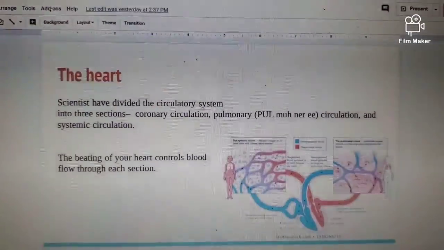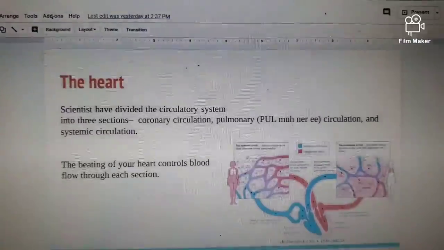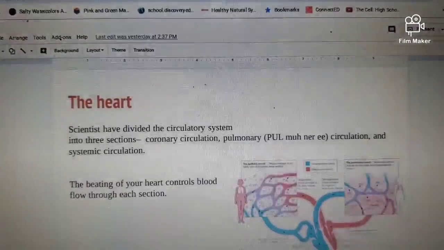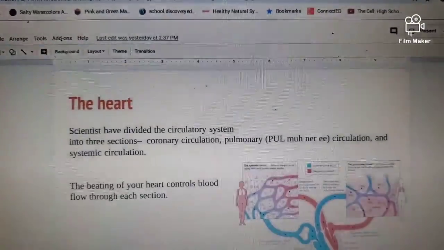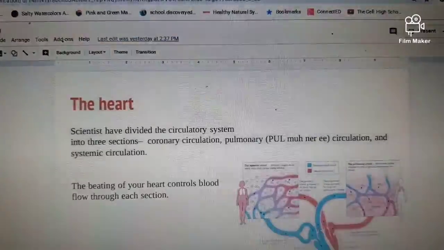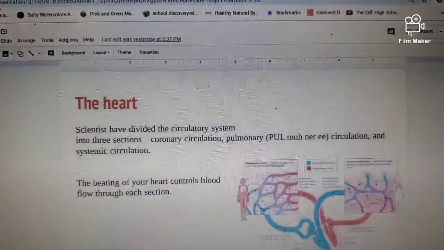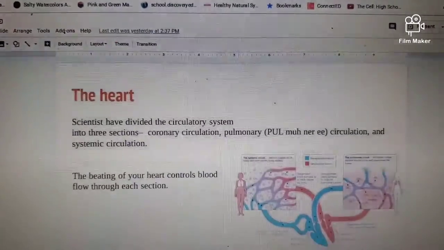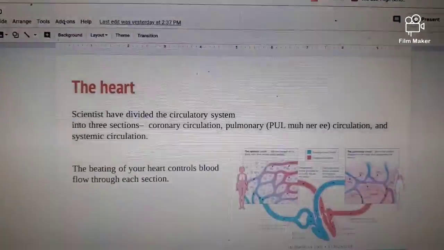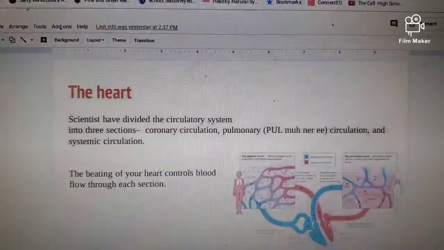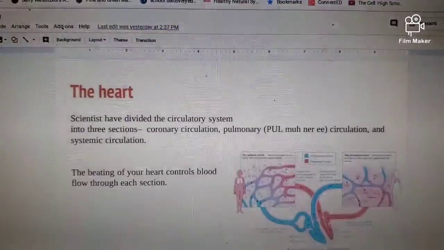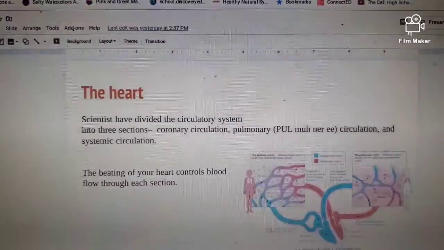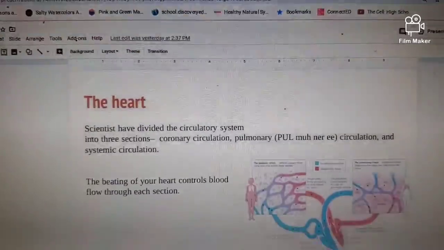The heart. Scientists have divided the circulatory system into 3 sections: coronary circulation, pulmonary circulation, and systemic circulation. Coronary circulation is blood flowing within the heart. Coronary means heart. Pulmonary means lungs, so this is the circulation to the lungs for the blood to become oxygenated. Systemic circulation is circulation to all of the body cells. Systemic means body. The beating of your heart controls blood flow through each section.